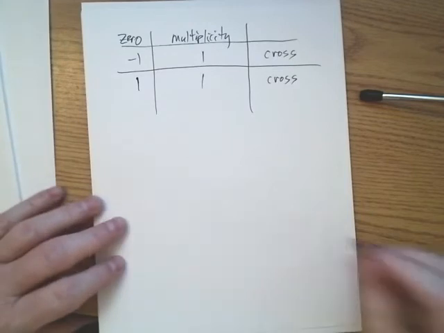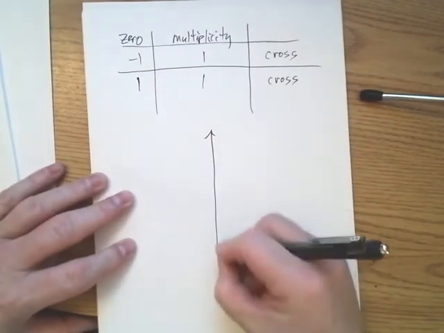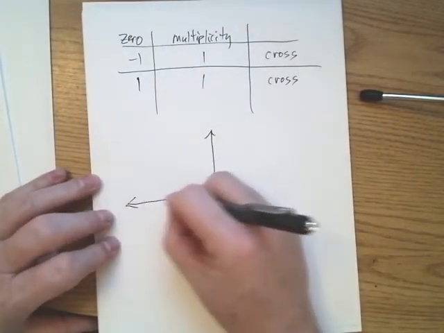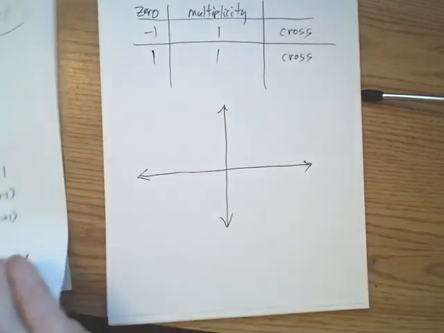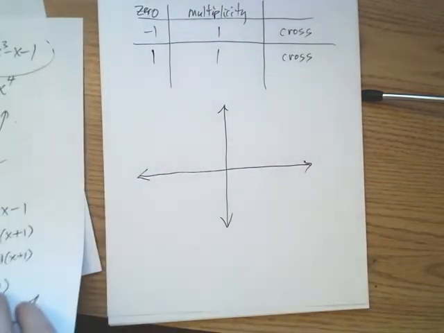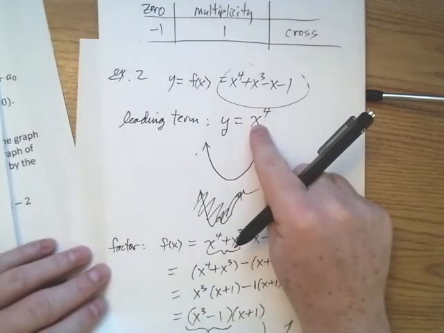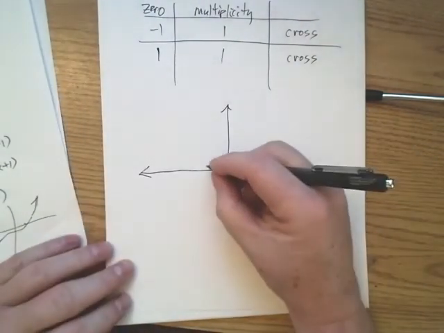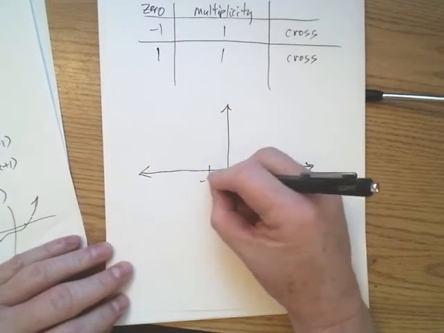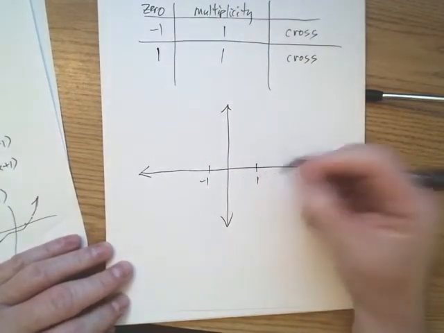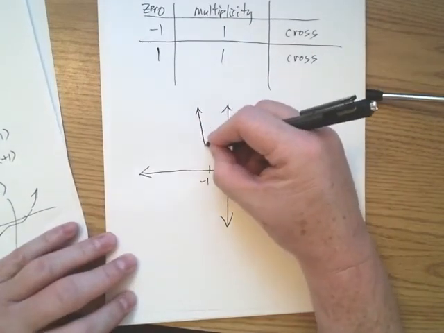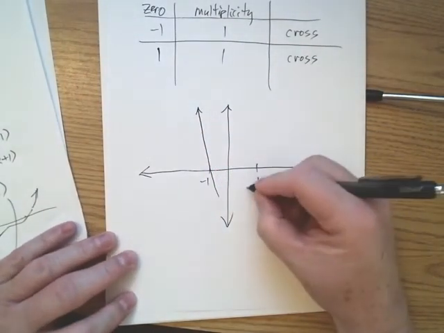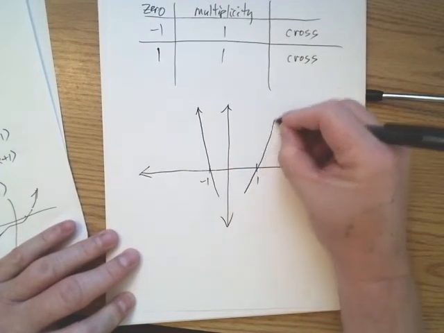Now let's give a rough sketch of what this thing would look like. Just to show you here, remember how our end behavior is like x to the 4th. This thing crosses at -1 and 1. And it must come down like this, and then it must go back up like this.